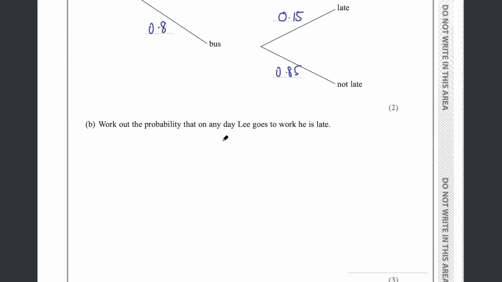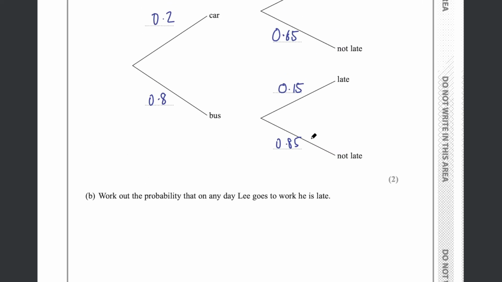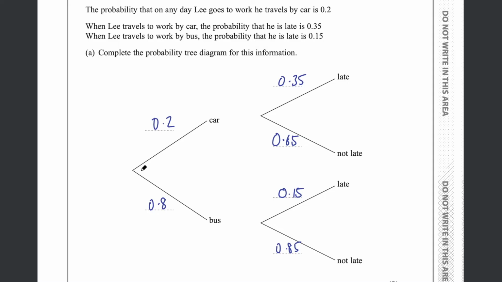Okay, part B says work out the probability that on any day Lee goes to work, he is late. Okay, so the branches of this tree we want is by car and being late or by bus and being late. So the probability of being by car and being late is going to be 0.2 times 0.35. And the probability of being by bus and being late will be 0.8 times 0.15.